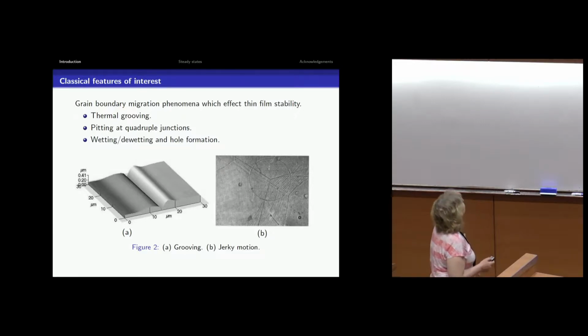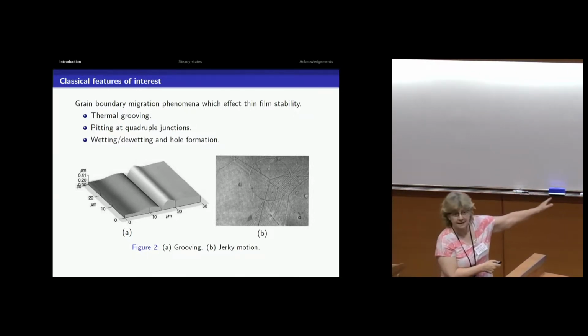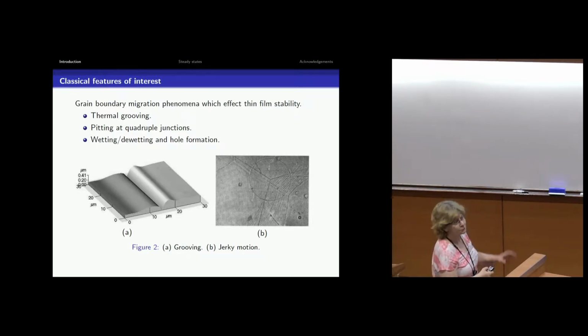So in fact, here we have some classical features of interest. This is the upper surface. And this is supposedly a thermal groove. There's a grain boundary going through the center there, okay? And one wants to know how this is moving and whether or not there is a grain below. In fact, I have to thank again my colleague Eugene. This is an AFM picture from his laboratory many years ago.